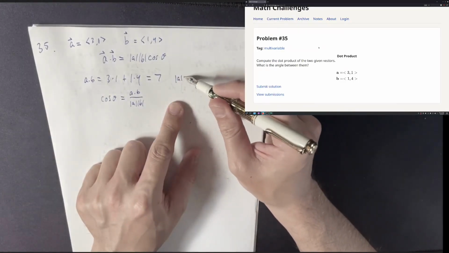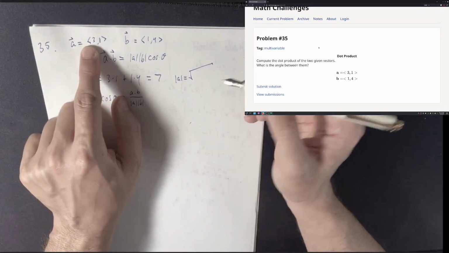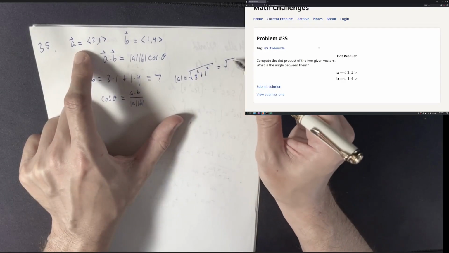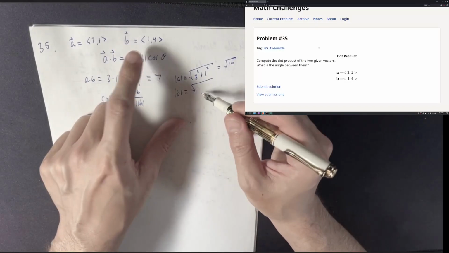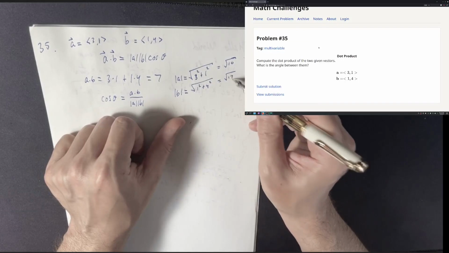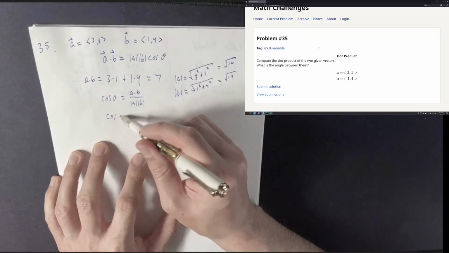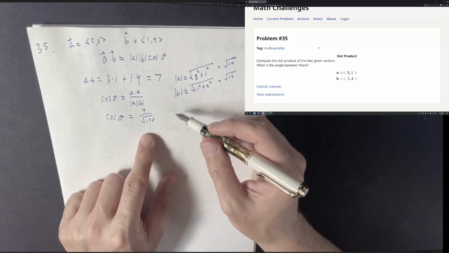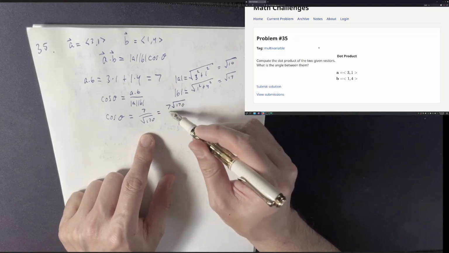The magnitude of A is the square root of the x coordinate squared plus the y coordinate squared. So 9 plus 1 is root 10. For B, 1 squared plus 4 squared. So 16 plus 1 is root 17. So what's going downstairs is root 170. Cos theta is 7 over root 170. You could leave it there, or you could also write this as 7 root 170 over 170.